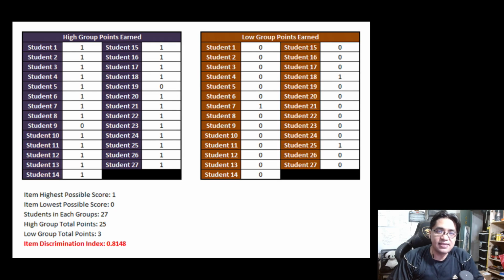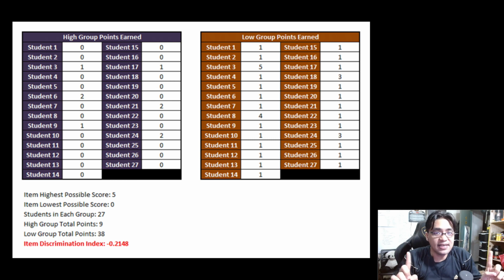Let's consider this example on the screen right now. You may pause the video if you want to take the time to perform the calculation yourself. This item is a dichotomous item with the highest possible score of 1 and the lowest possible score of 0. There are 27 students in each group. If you total the scores of everyone in the high group, the result will be 25. And if you total the scores of everyone in the low group, the result will be 3. After applying the formula, the item discrimination index for this test item is positive 0.8148. This indicates that this item is discriminating.